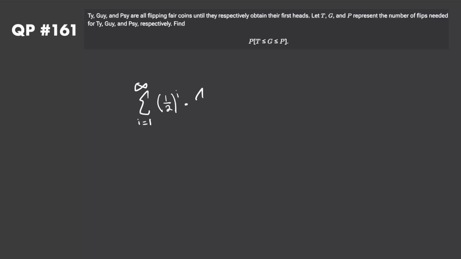And then for each possible number of flips I that it takes for Ty to get his first heads, we need Guy to have at least that many, right? So now we can multiply this right here by the sum over J going from I all the way up to infinity. And then the probability that Guy gets J flips, which is going to be at least I, which is what we need, is just going to be 1/2 to the power of J, for the exact same reasons as it was back here, right? So this right here is for Ty. This one here is for Guy.